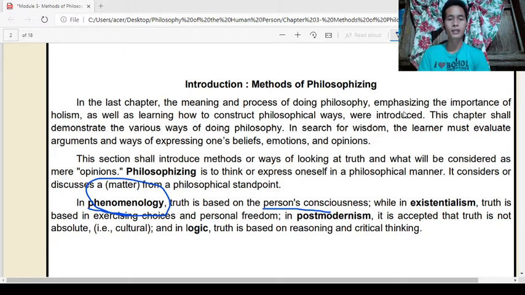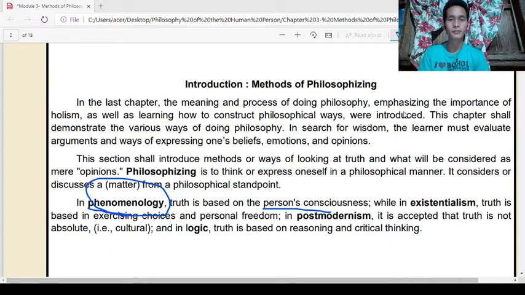Existentialism, the second method of philosophizing: truth is based on exercising choices and personal freedom. So in existentialism, truth can be understood once you exercise choices and personal freedom. You can only understand what is true of a certain thing or a certain matter once you exercise your own choices and your own personal freedom.